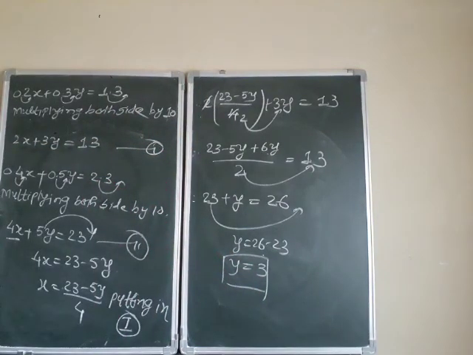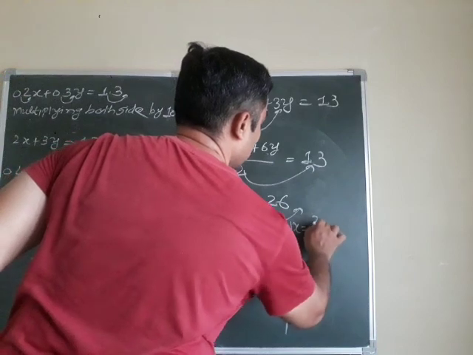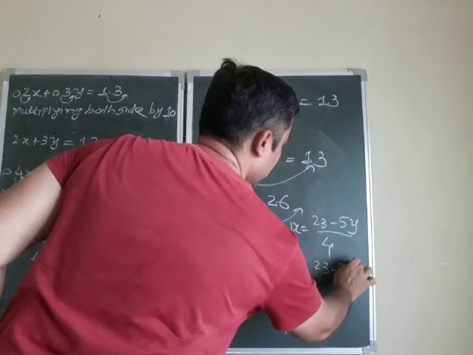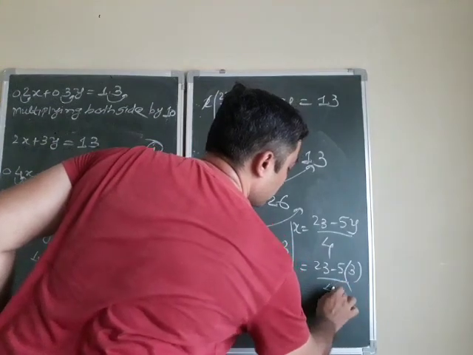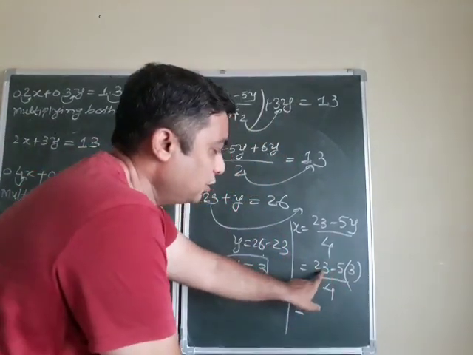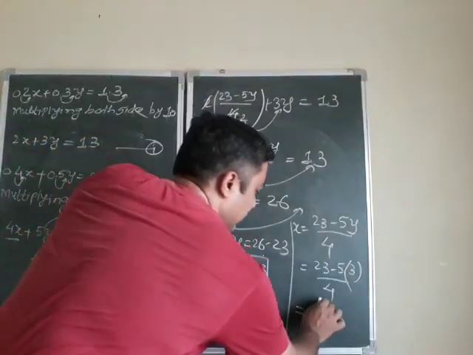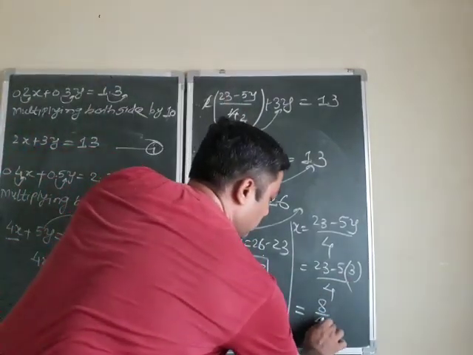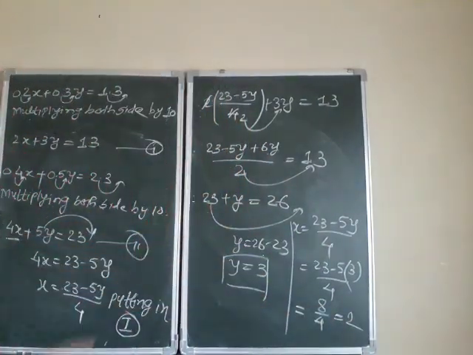Fine. Now this value of y I substitute in here. X is equal to 23 minus 5y upon 4. So 23 minus 5 into y. What is the value of y? 3 upon 4. So 5 3s are 15. 23 minus 15. बताइए. So this should be 8. 23 minus 15, okay, so that is 8 by 4. And 8 by 4 is equal to 2. So value of x is equal to 2 and value of y is equal to 3.